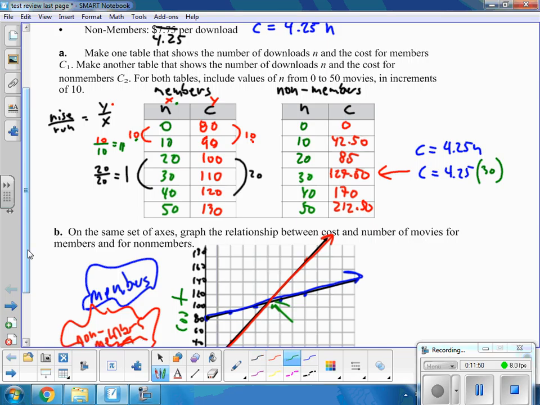For non-members, a little bit different here. Let's jump in between these. And I'm grabbing my calculator because I want to be able to calculate these accurately. So I can go from 42.50 to 85, and it's going up. So I'm going to take my calculator, I'm doing 85 minus 42.50, and I get 40.